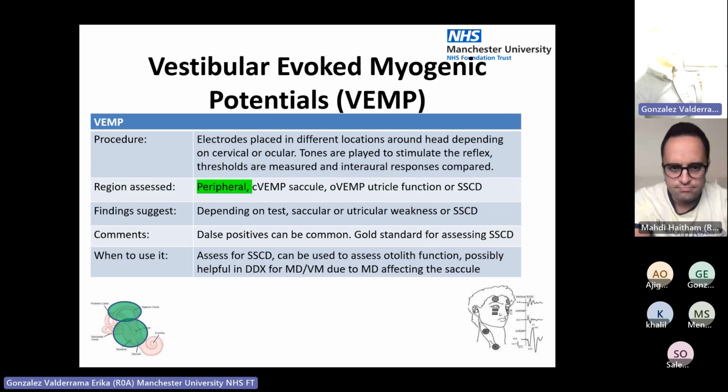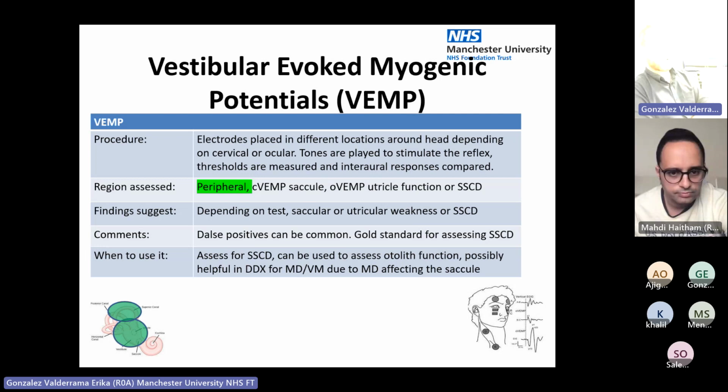So we can compare both sides like calorics, because calorics and VEMPs are the only ones that test one individual ear at a time, and we can look for asymmetries between the two sides. And then the other thing that CVEMPs are used for a lot is for detecting SSCD, superior semicircular canal dehiscence, because if there is a dehiscence at the top of the superior canal, more sound pressure and intracranial pressure can get into the vestibular system. So you can trigger off a CVEMP with a much lower intensity of sound in the dehiscent ear.